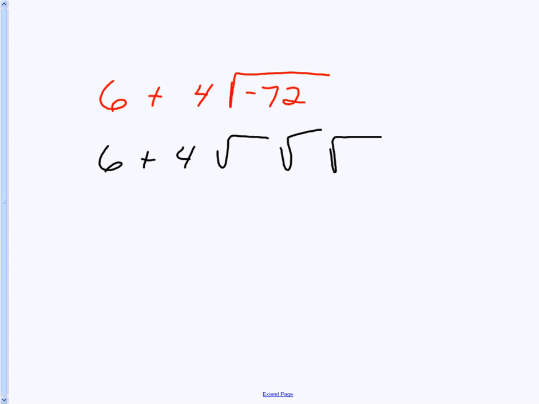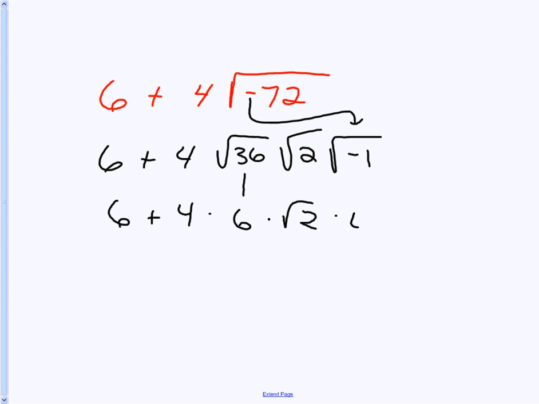Okay, so I broke it up this way with 3 square roots. The first one I'm going to use is 36 and 2, because 36 times 2 makes 72. And then I'm going to use -1 here. That takes care of my negative. Then I have 6 plus 4 times, and what's the square root of 36? 6 times the square root of 2 times i. That's what I transferred in for that -1.